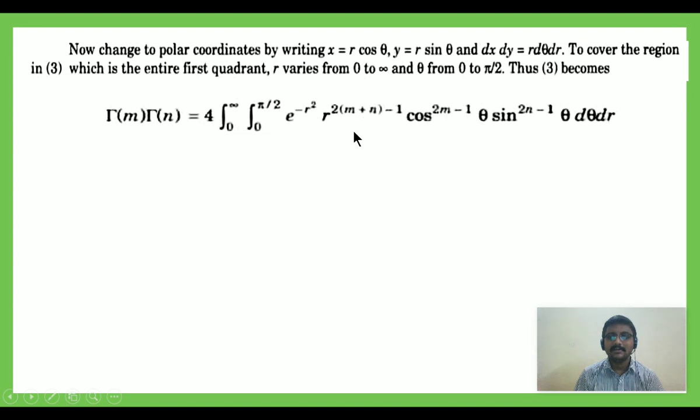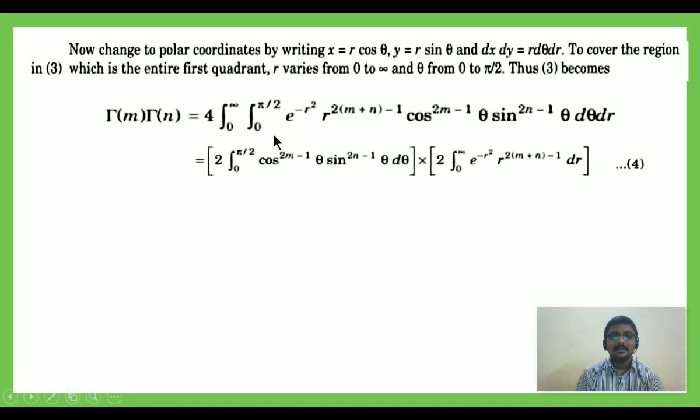The integrand function becomes like this. Here we have to replace x square plus y square by r square, because x is r cos theta and y is r sin theta. That is r square, and r square is nothing but x square plus y square. And dx dy is r d theta dr. Now this double integral can be split like this. Let it be equation number 4.